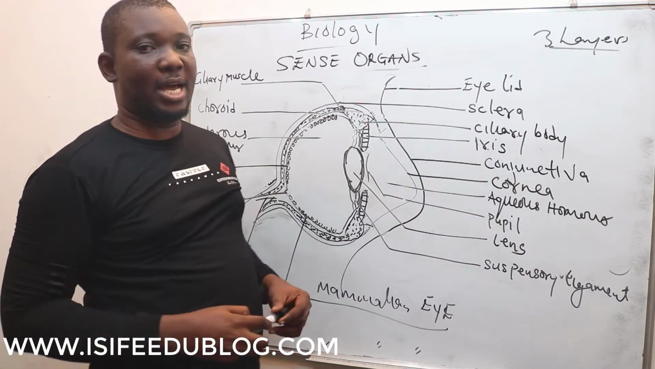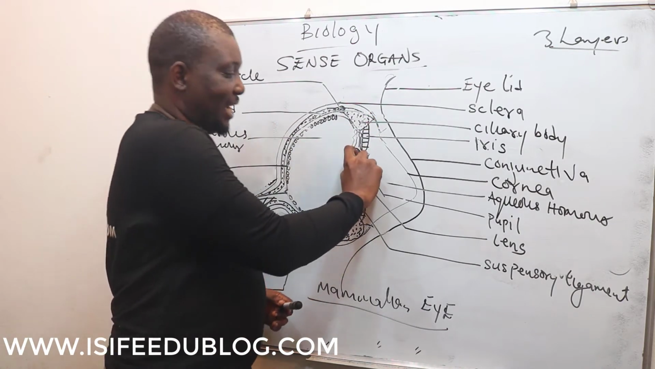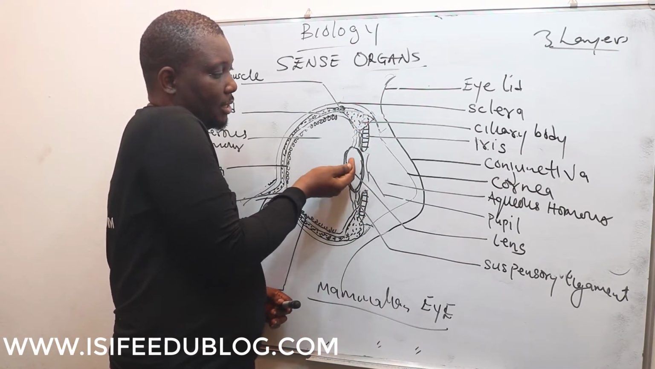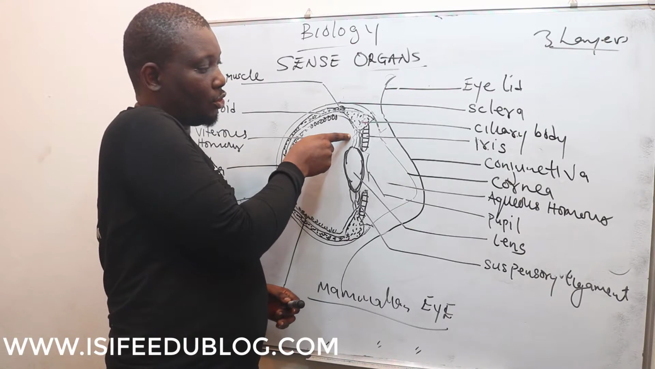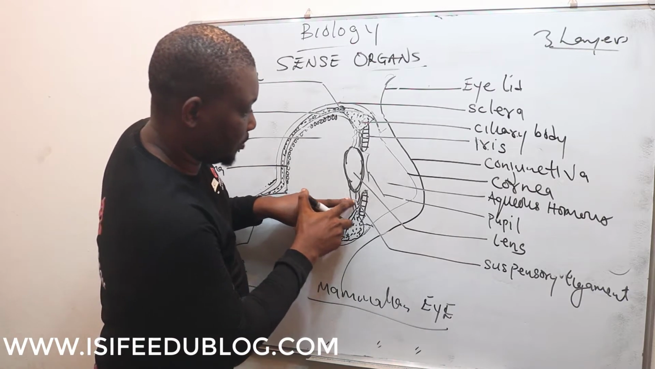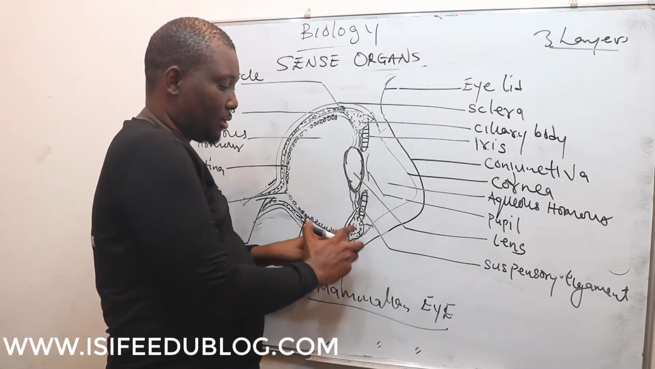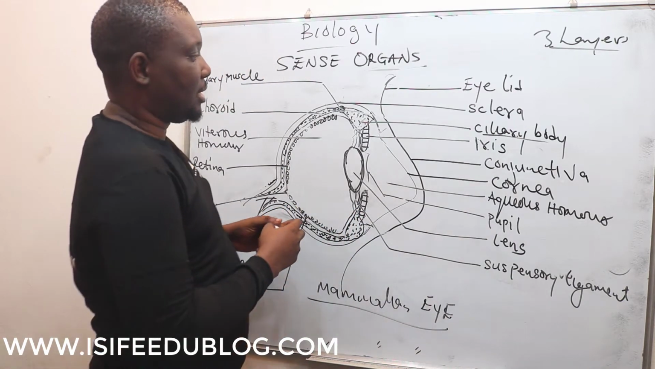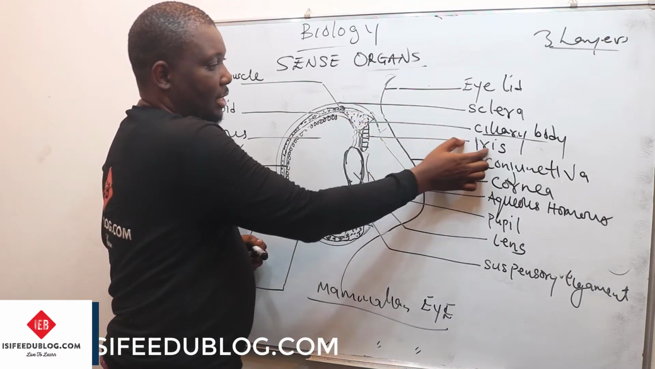The function of the ciliary body is to anchor or attach the lens firmly. The ciliary body attaches the lens with the help of the suspensory ligament. So what is the suspensory ligament doing? Its function is to attach or anchor the lens to the ciliary body. Very important to know this. And again, the iris is another part of the middle layer of the eye.